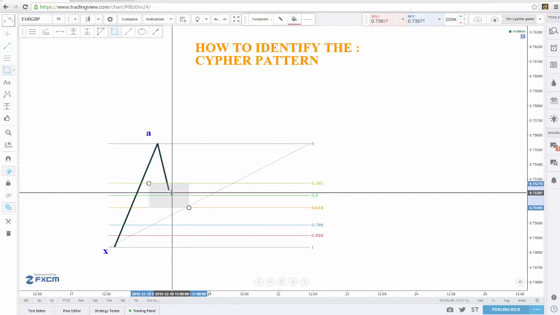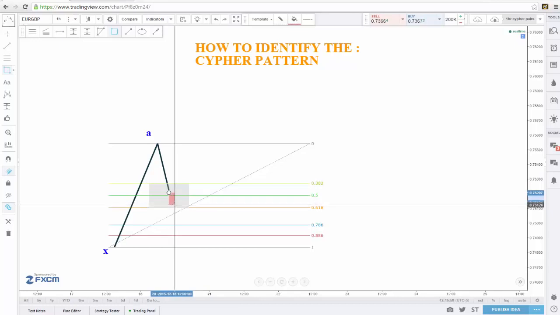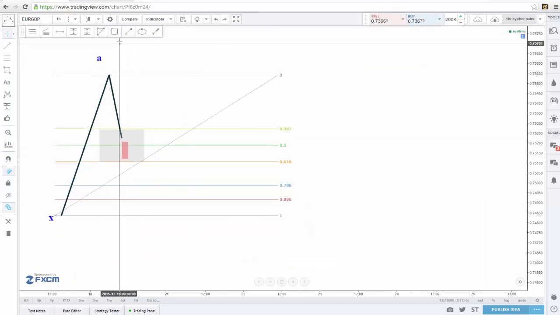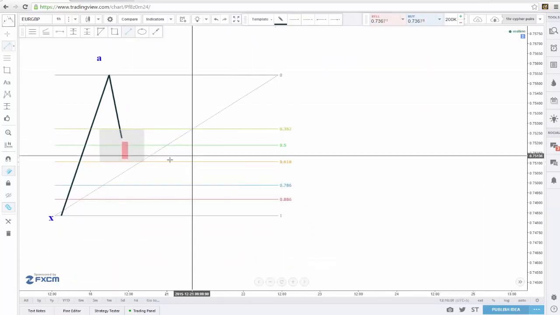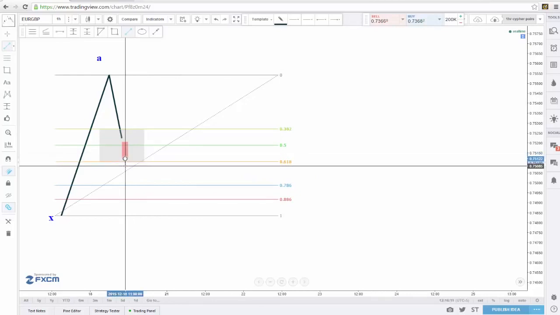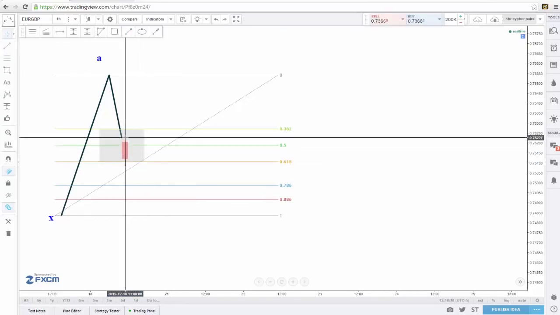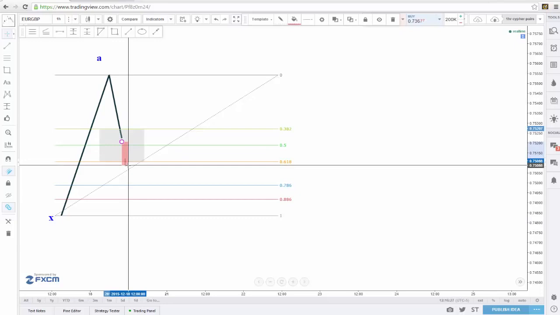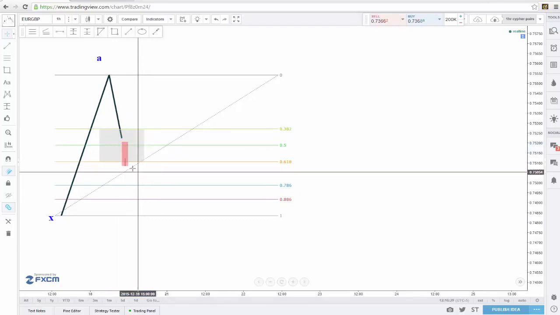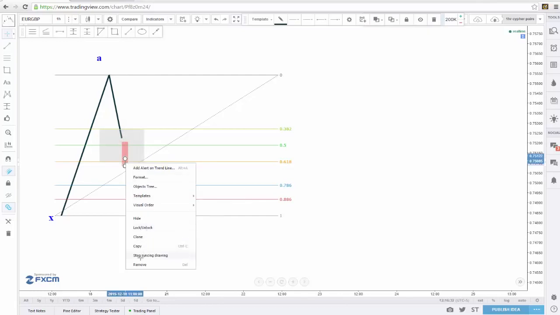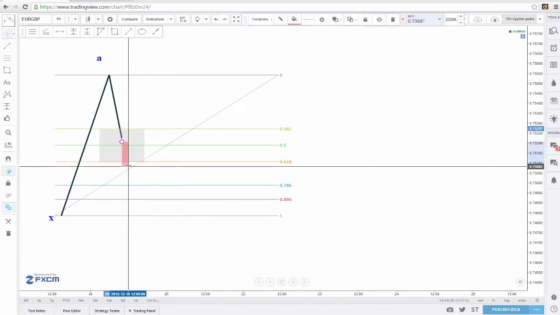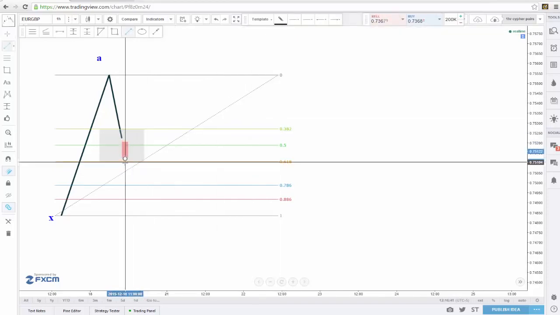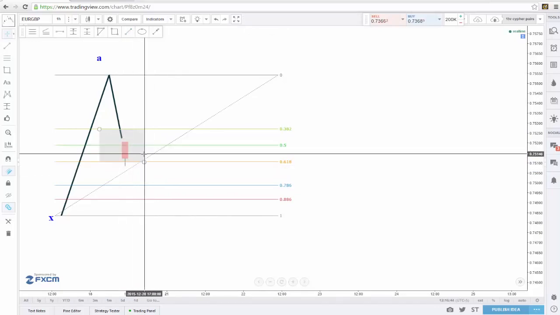below the 618. So for instance, if we have a candle here, like this red one I've drawn, and the wick comes down below 618, then that is still a valid B leg of the cipher pattern. But if we come down and the body of the candle closes below the 618, that invalidates the pattern. So this would not be a cipher pattern. This would still be a cipher pattern. I hope you understand that.